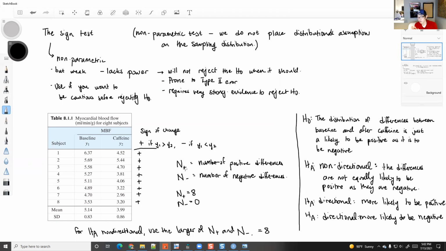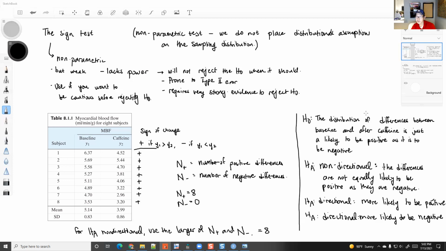So you could have baseline and caffeine, or some other scenario where we're not expecting one to be bigger or smaller than the other, but because we know there's randomness, sometimes it's going to be positive and sometimes negative, and they're not necessarily going to be exactly equal to each other. So we would expect them to be equal, but not necessarily. We're going to just say the difference between baseline and after caffeine is just as likely to be positive as it is negative.